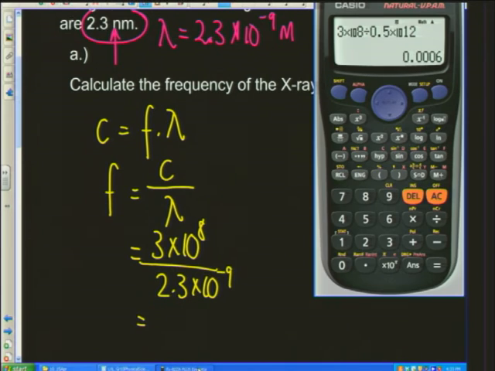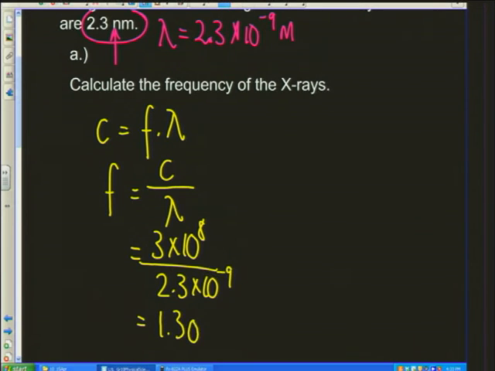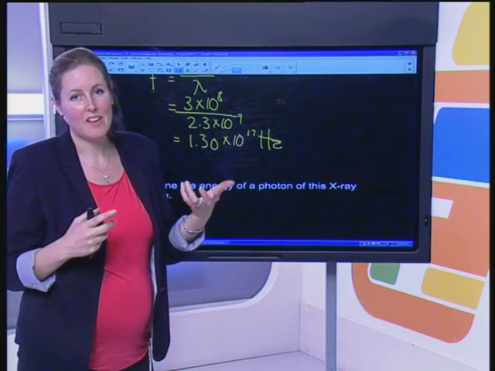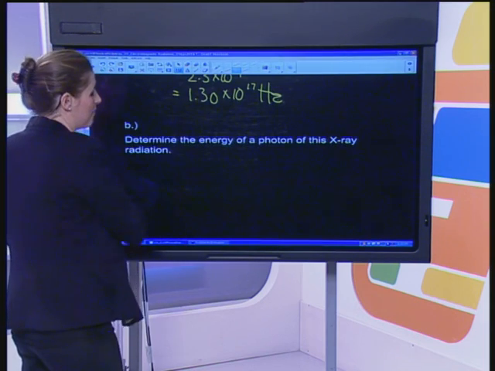So, calculator. Again, we're using this scientific notation. 3 times 10 to the power of 8, divided by 2.3 times 10 to the power of -9 equals. That's my frequency, 1.30 times 10 to the positive 17, and the units here would be hertz. Okay. Now recognize that that's quite a high value, and X-rays do have high energy. That's how they have such an interesting penetrating ability.